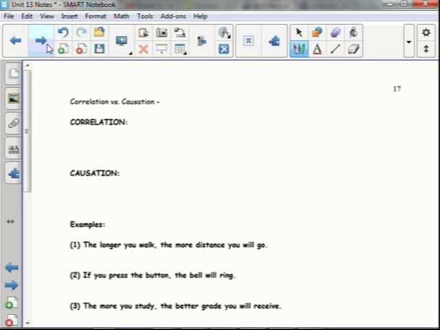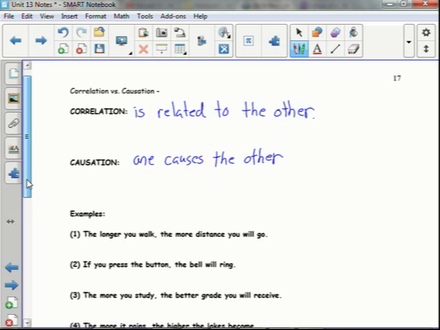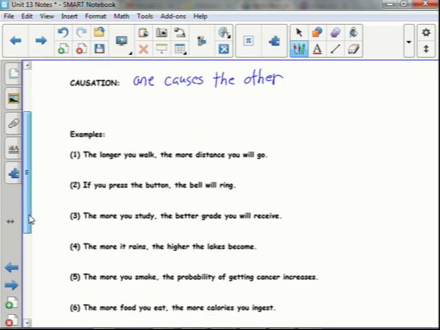Okay, the last one here for today is correlation versus causation. When you see the word correlation, correlation means something is related to the other. So if there is a correlation, it's related to the other. But a causation is when one causes the other. All right. So sometimes things can be correlated, but it doesn't necessarily mean that there is a cause for that. Let's look at some examples.